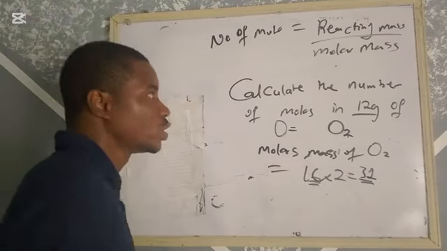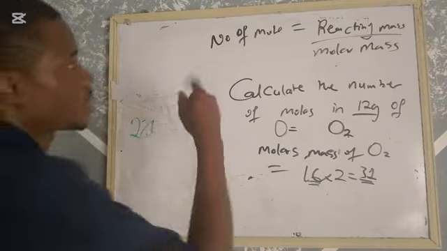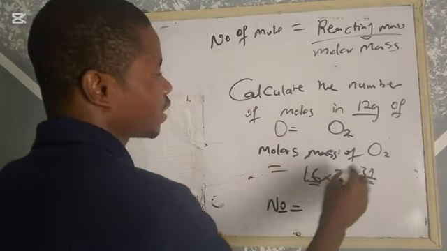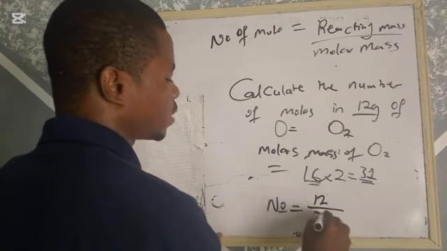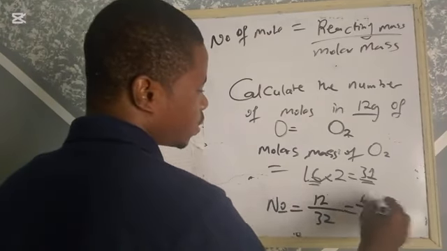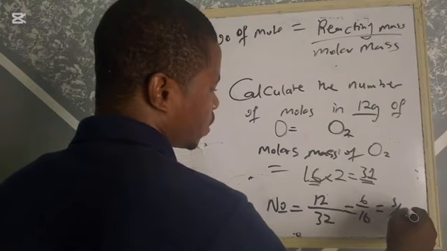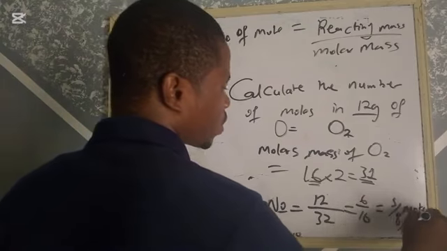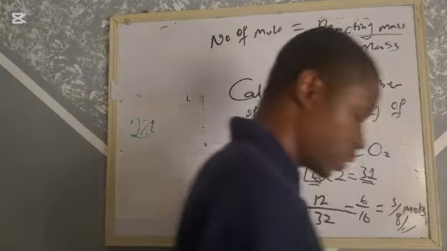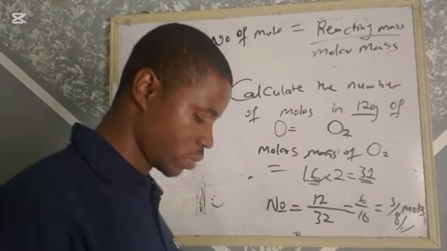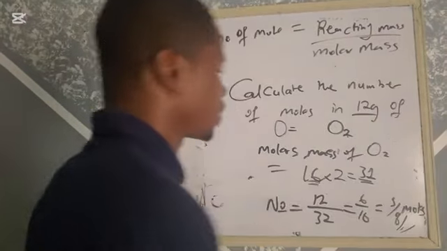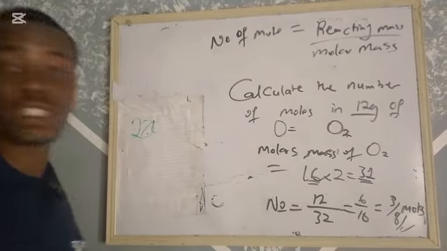So we have our reacting mass, and we have our molar mass. The question says to find the number of moles. Just apply this formula. Number of mole equals reacting mass, which is 12 gram, over molar mass 32. If you do this, 2 here 6, 2 here 16, 2 here 3, 2 here 8. So 3 over 8 moles is the answer. If you change it to decimal, it gives 0.375 moles. So that is how you calculate number of moles.